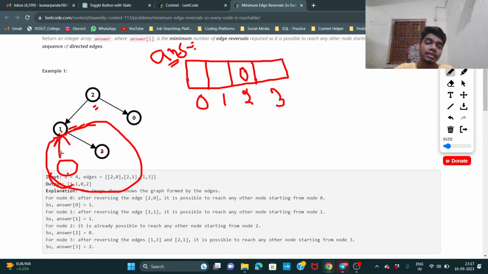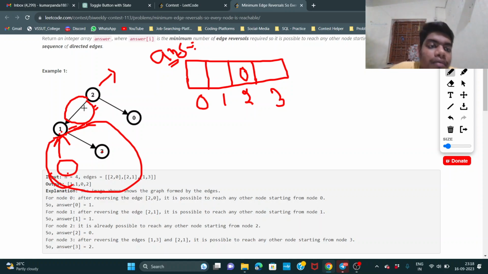And for calculating the answer for 1, I don't need to reverse this node again. While calculating the answer for 1, I just need to focus on this edge only. I do not need to care about any other edge. I have found the answer for 2, but now I'm trying to answer for 1. While calculating the answer for 1, I just need to focus on only the edge between 1 and 2, and I do not need to focus on any other node. Why? This is the important thing.